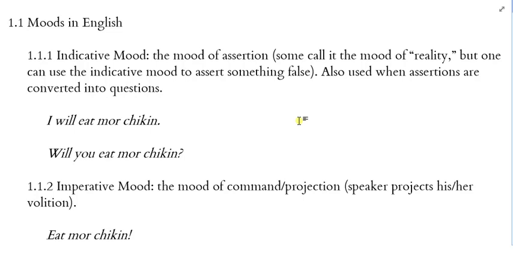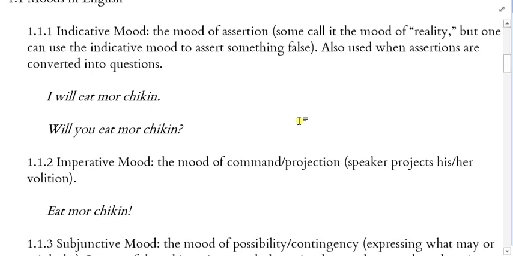I'm wealthy. That's indicative mood, but it ain't true, right? So whenever you need to convert a statement, an assertion into a question, you use the indicative mood as well. So some examples here. I will eat more chicken. I spelled that the way the Chick-fil-A cows would. That is indicative mood. Will you eat more chicken? I can convert that to a question. Now, the imperative mood is the mood of command or projection, where you're projecting as the speaker your will, you're projecting your volition upon someone. And so the Chick-fil-A cows use the imperative mood, eat more chicken.